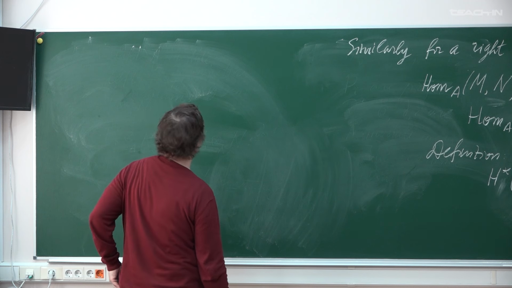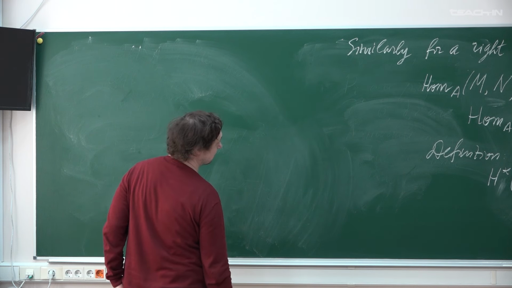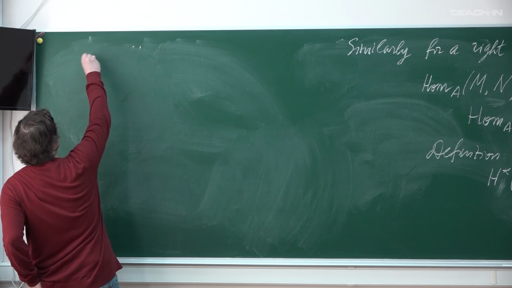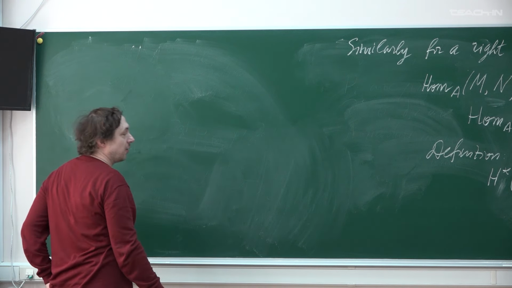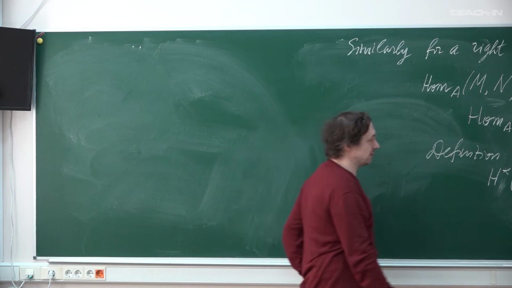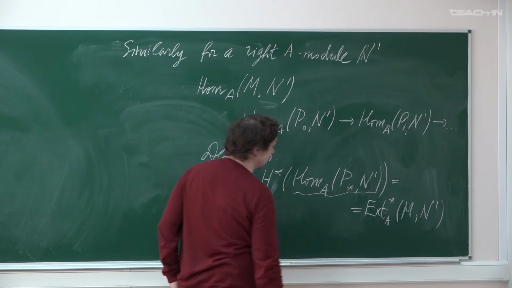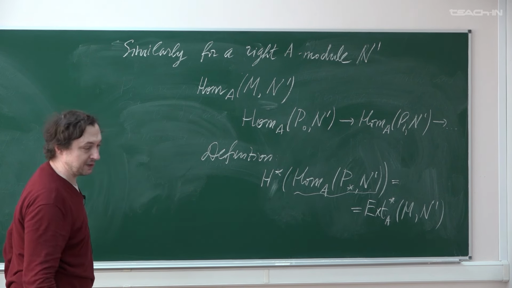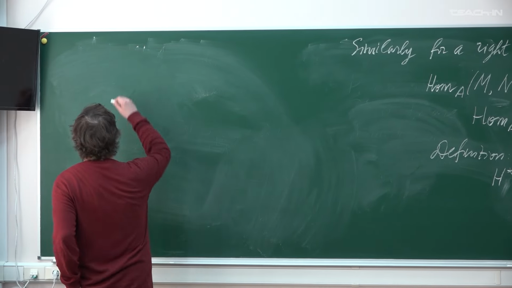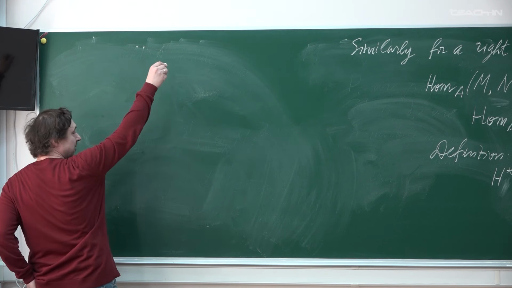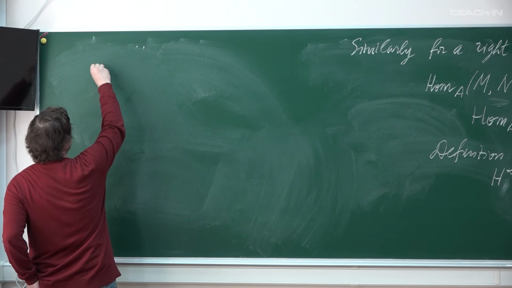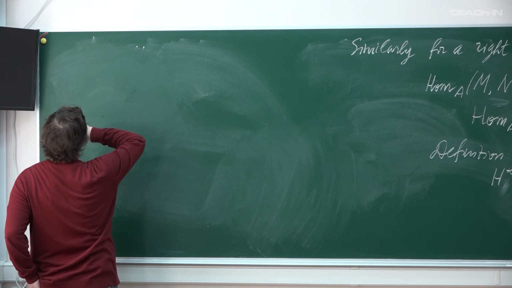Okay, so let me now show that Hochschild homology and cohomology are particular cases of this construction. To this end, I'm going to show that the complex which computes this cohomology can be described in terms of such a functor with respect to a certain very particular resolution P. So first of all, I'm going to say what algebra A I am going to use. It is not the original algebra A itself, it is some other algebra constructed from A.